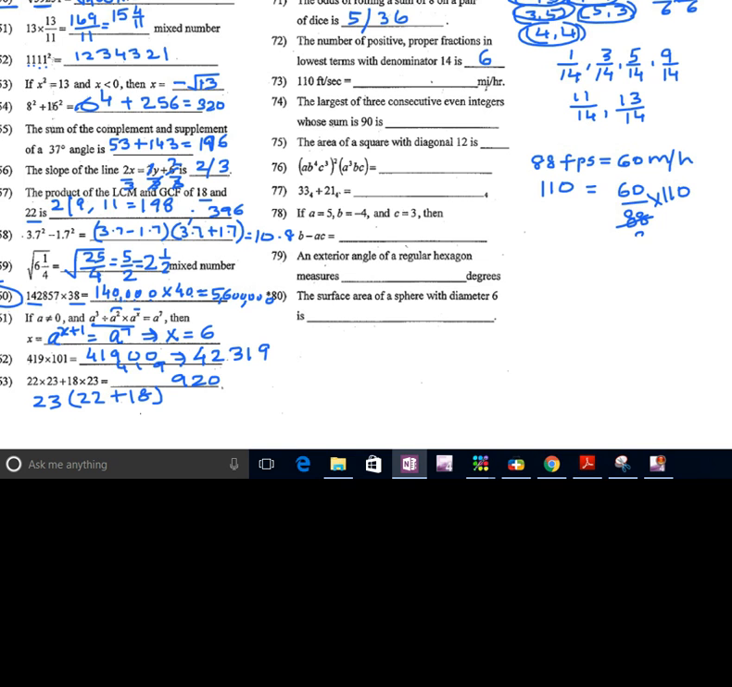So 11 times 8, 11 times 10, 2 times 4, 2 times 5, 15, 15 times 5 is 75.